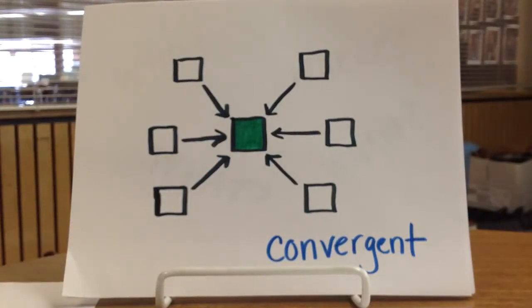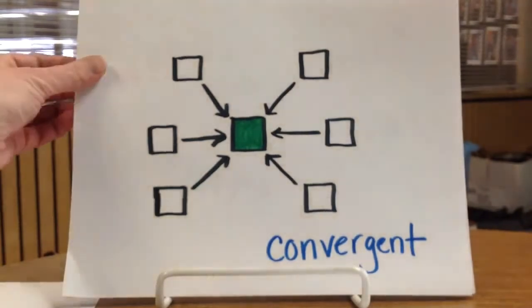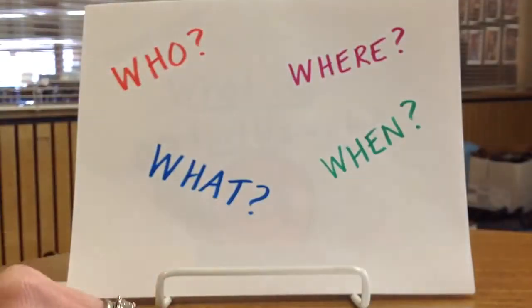Convergent questions are the kind of questions that get you to that one answer. You find the answer and you're done. Everything brings us to this precise point. If we think about it in terms of a level of thinking, this is a much more basic comprehension level thinking. These close-ended questions often begin with who, what, where, or when.